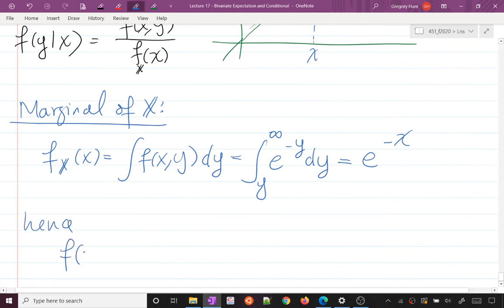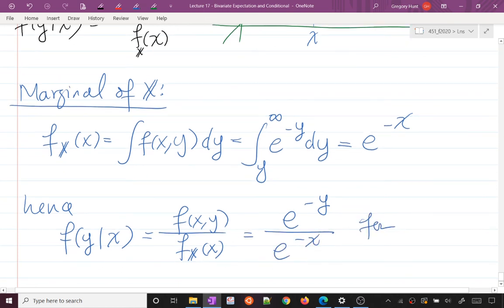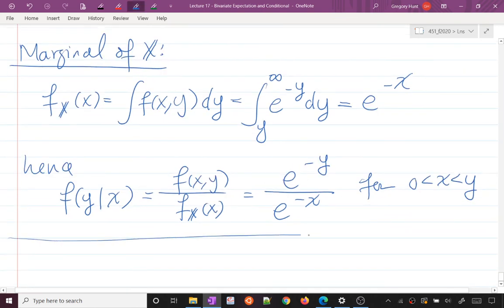Hence, if I want the PDF of y given x, it is, again, the joint over the marginal of x, which is e to the negative y over e to the negative x. And this is for, our condition is that x is bigger than 0 and y is bigger than x. This is basically what we call a shifted exponential distribution. Okay, so we're basically out of time here. So let's just pause there. And next time we'll pick up with conditional distributions.